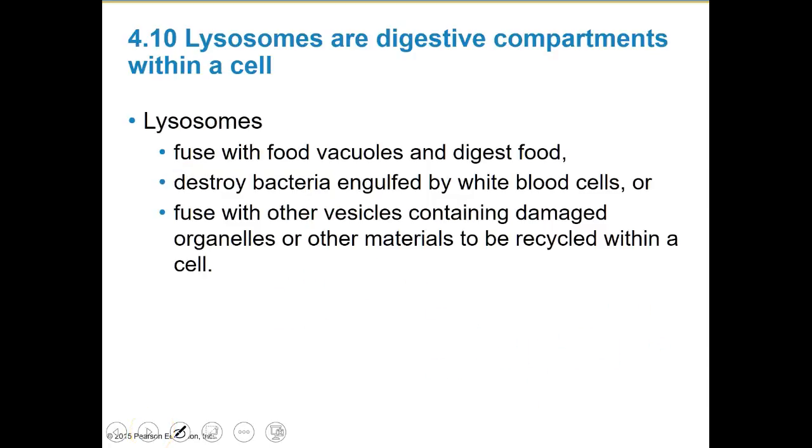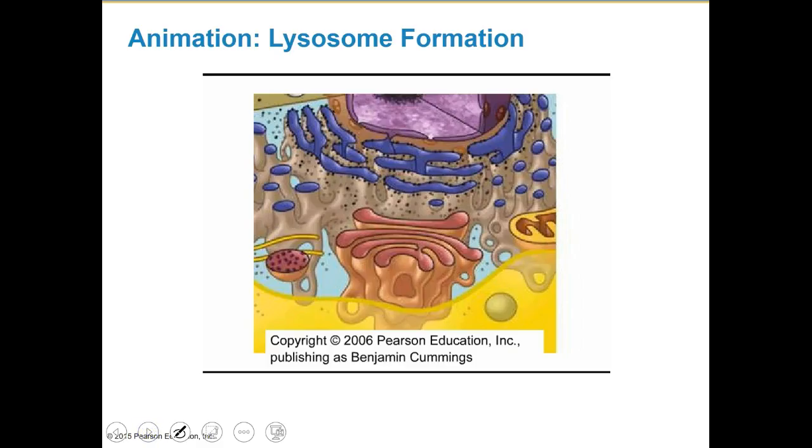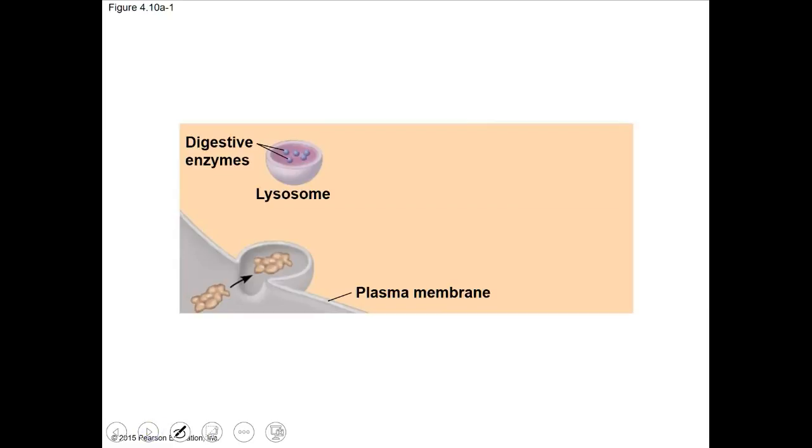So they fuse with food vacuoles and digest food, destroy bacteria engulfed by white blood cells, and fuse with other vesicles that are damaged organelles and other materials to be recycled. It's Lysol. It cleans. You've got to clean the whole thing up. Oh, we had a little thing that was about its formation. Maybe later. But here's a lysosome in action.